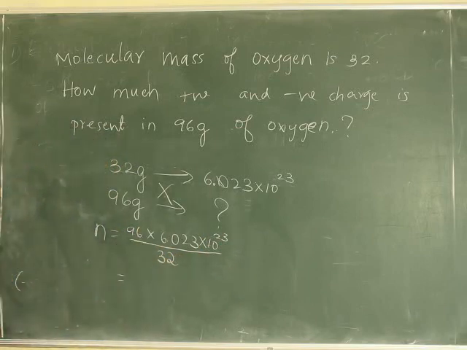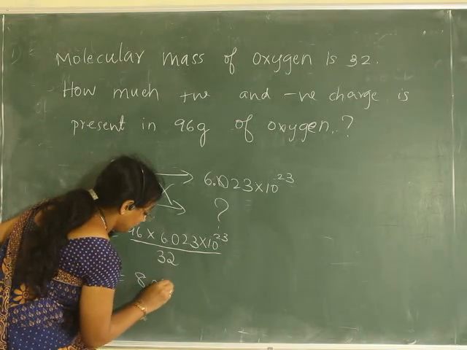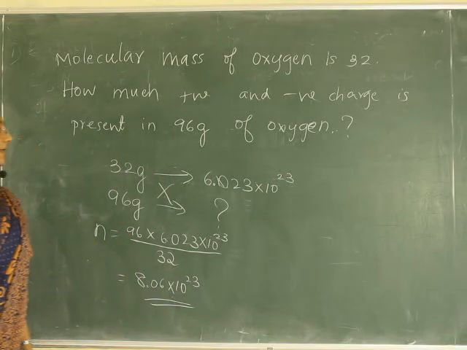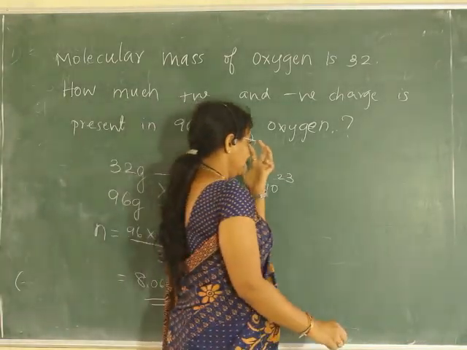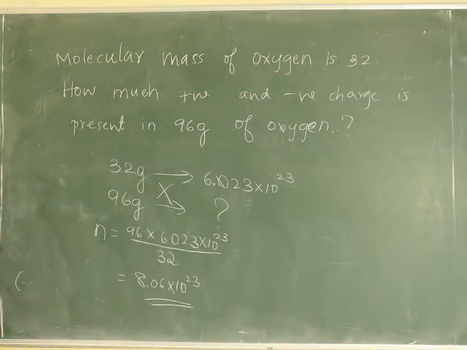What is the answer you get? The answer we get is 8.06 into 10 to the power 23. These many molecules are present. Oxygen is O2, correct? Therefore, each oxygen molecule contains 2 oxygen atoms.